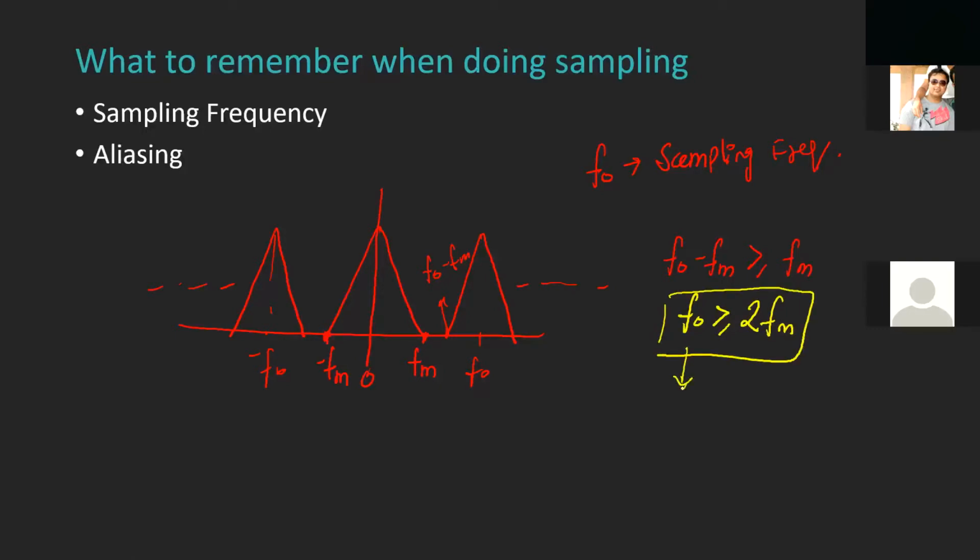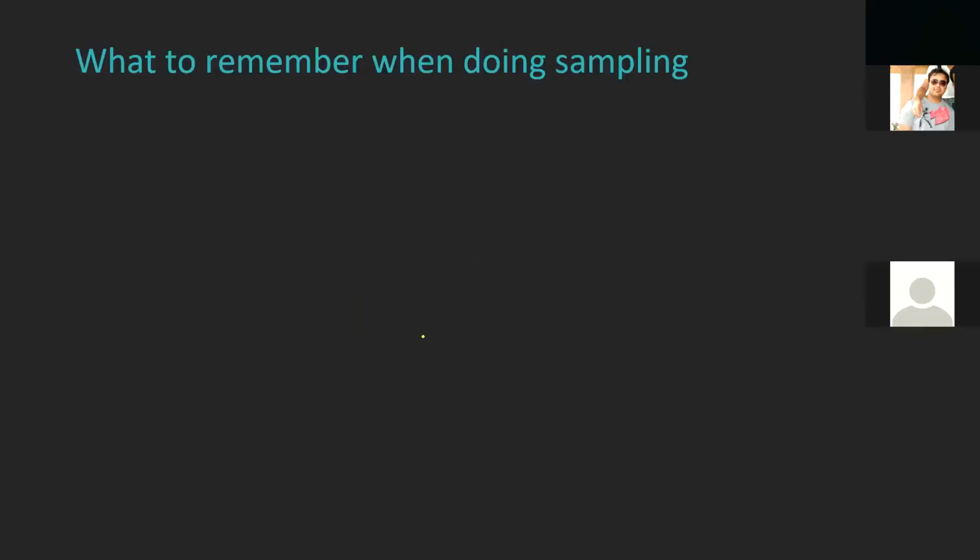In literature they usually take fs as the sampling frequency. So if fs is my sampling frequency, it should always be greater than or equal to 2 times the highest frequency component of the spectrum. What if this condition is not met?